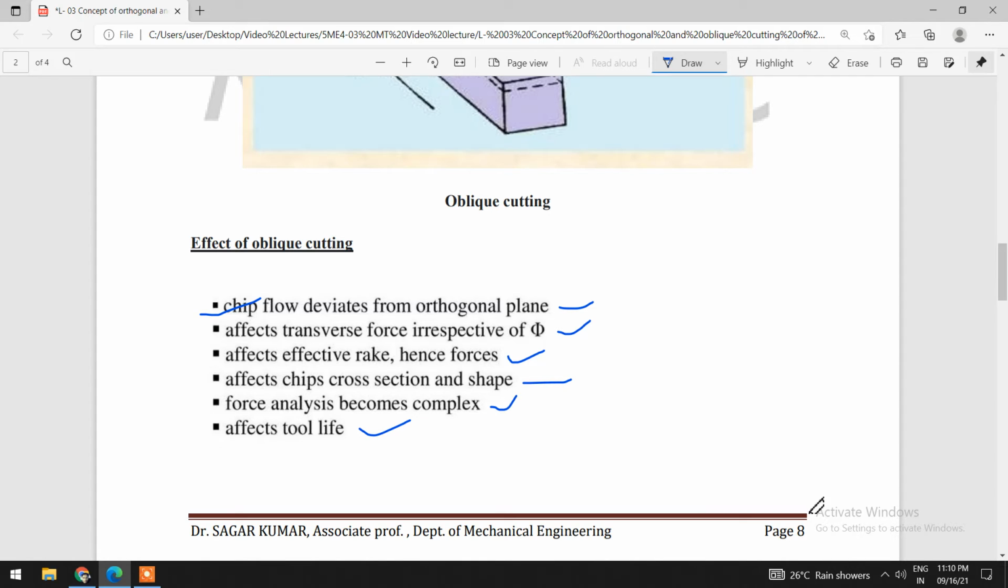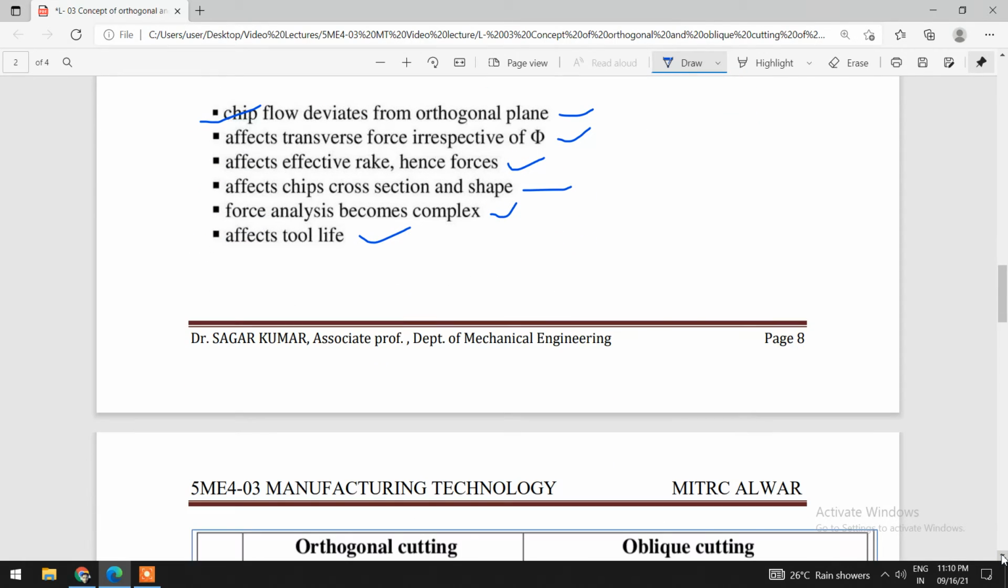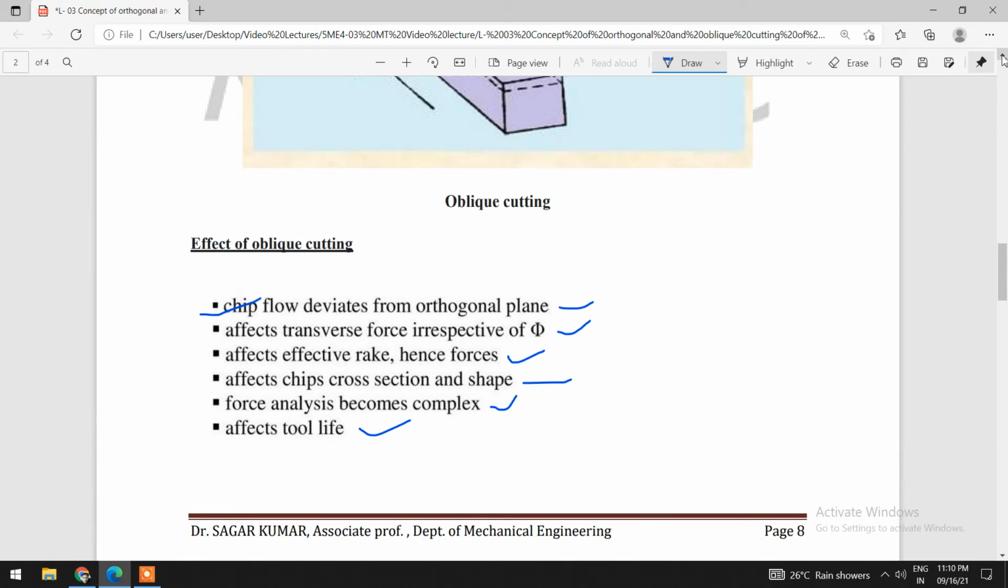इसमें आपका chip जो flow होगा वो deviate होगा from the orthogonal plane से. आपका जो transverse force होगा respective होगा of phi के along and effective drag because of the force. आपका जो चिप क्रॉस सेक्शन एंड शेप है वो भी अफेक्ट होगा और इसमें फोर्स एनालिसिस काफी कॉम्प्लेक्स हो जाएगा और जो है अफेक्ट टूल, it will affect the tool life, आपका कम हो जाएगा इससे. These are the major disadvantages you can see of the oblique cutting, right?